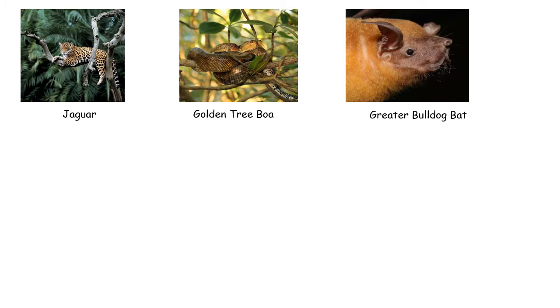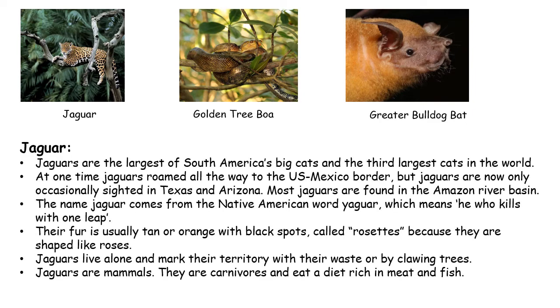In the next part of the rainforest canopy, we find creatures such as the jaguar, the golden tree boa snake, and the greater bulldog bat. So let's just have a closer look at one of these creatures. Let's have a look at the jaguar.